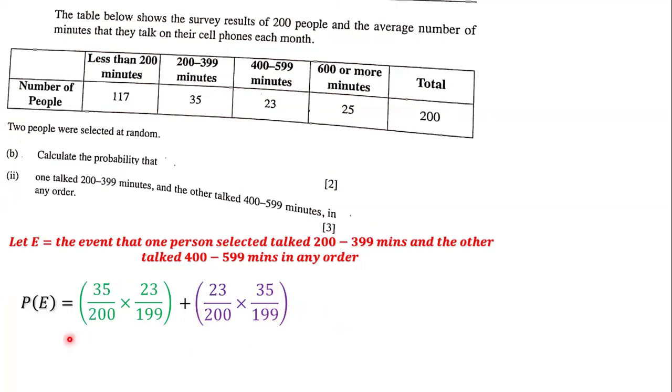And so let's compute. So what do we have? We have 35 times 23, that's 805. 200 times 199, that's 39,800. 23 times 35 is 805, and 200 times 199 is 39,800. We add these two and we get 1,610 divided by 39,800. And this right here is the answer to our question.